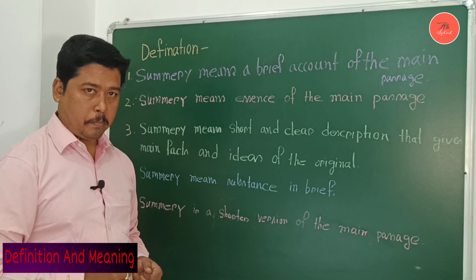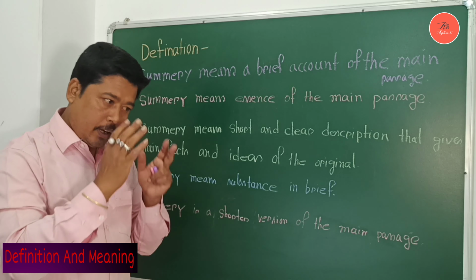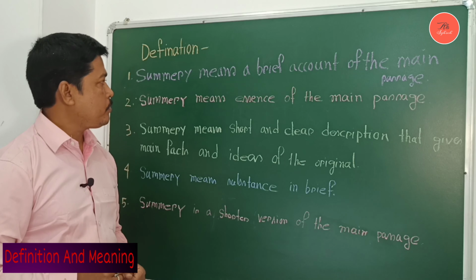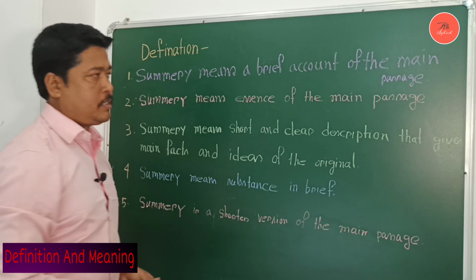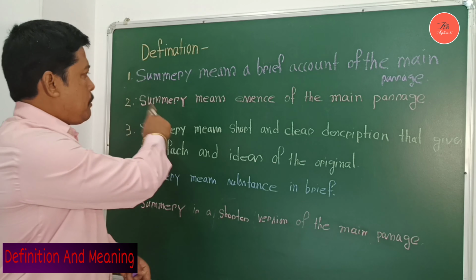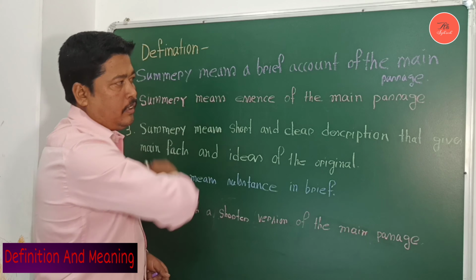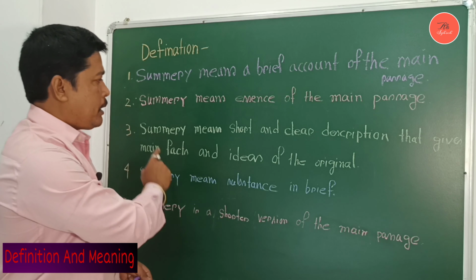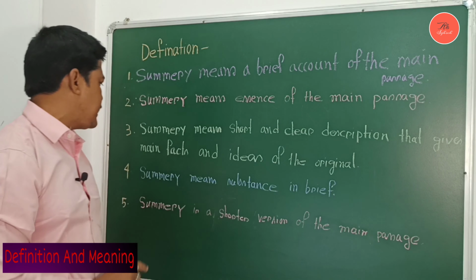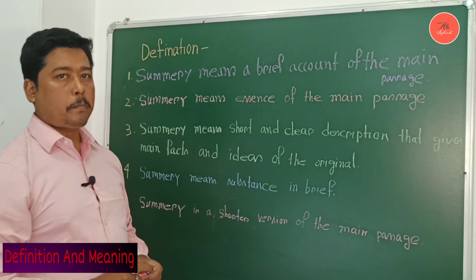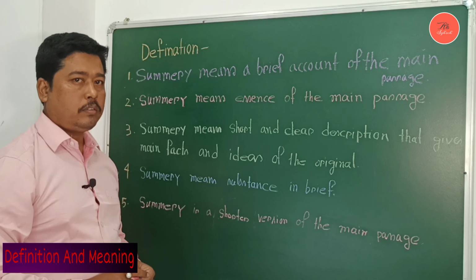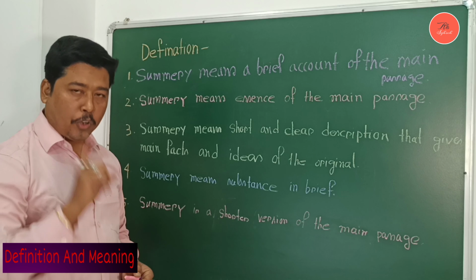Summary means a brief account of the original passage. I have written down 5 definitions of summary. Number 1, summary means a brief account of the main passage. Summary means an essence of the main passage. Summary means a short and clear description that gives only the main facts and ideas of the original. Summary means substance in brief of the original passage.